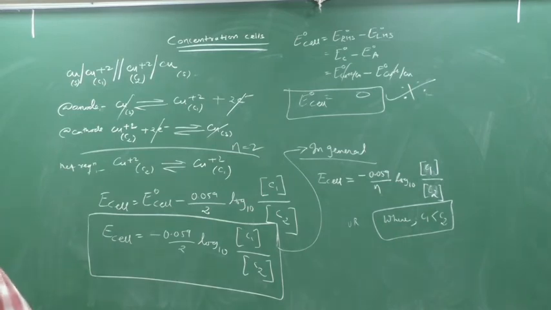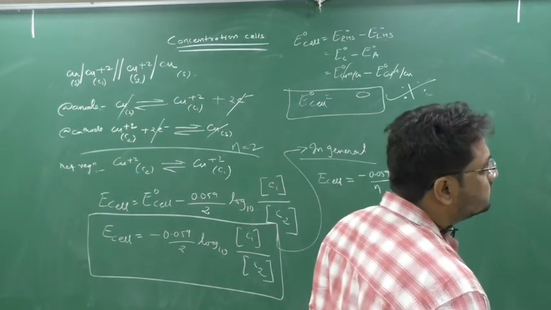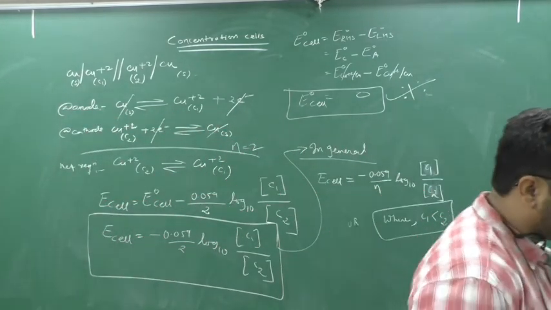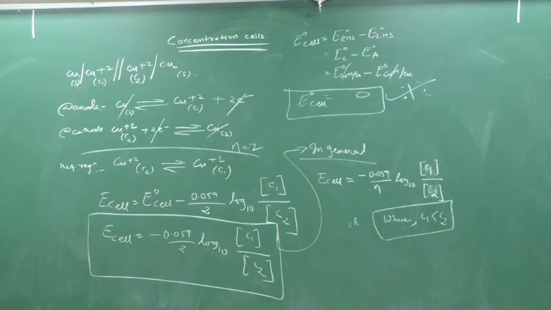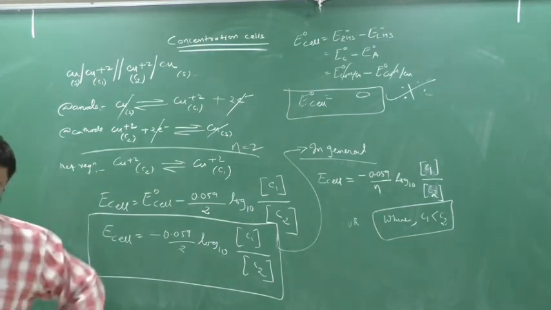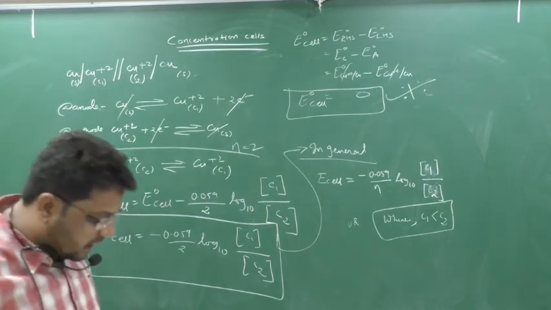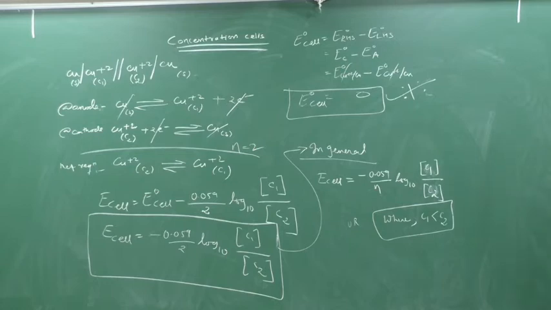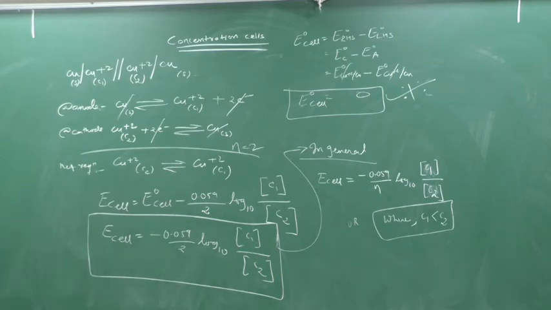Next point. When the concentration of both the half cells becomes equal, the current stops and the cell potential becomes 0.